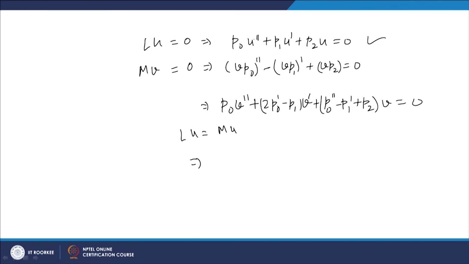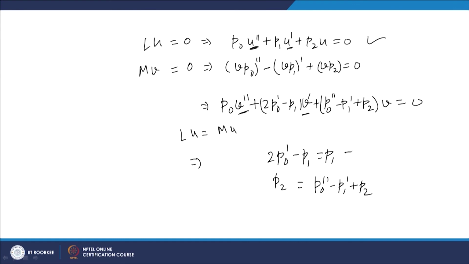So look at the corresponding coefficients. The coefficient of u double dash is p naught here, and here it is p naught, so no problem. If you look at the coefficient of u dash, it is p1 here, but here it is 2 p naught dash minus p1. So it means that 2 p naught dash minus p1 has to be equal to p1. So this is one condition. Now look at the coefficient of u. Here it is p2, and here it is p naught double dash minus p1 dash plus p2.